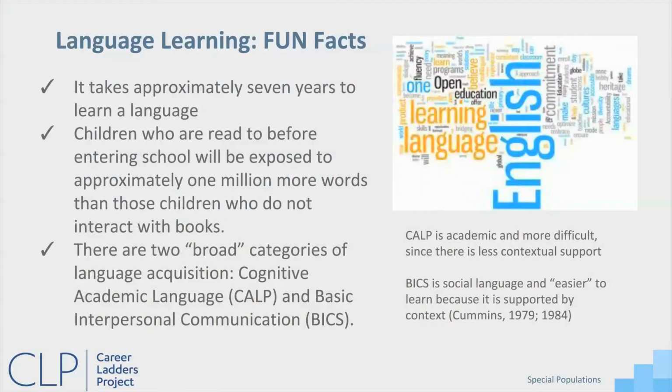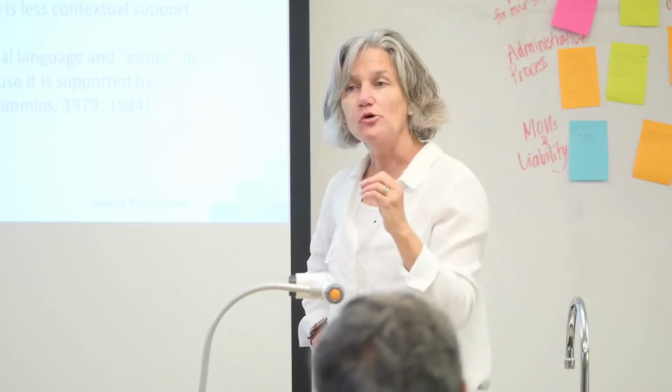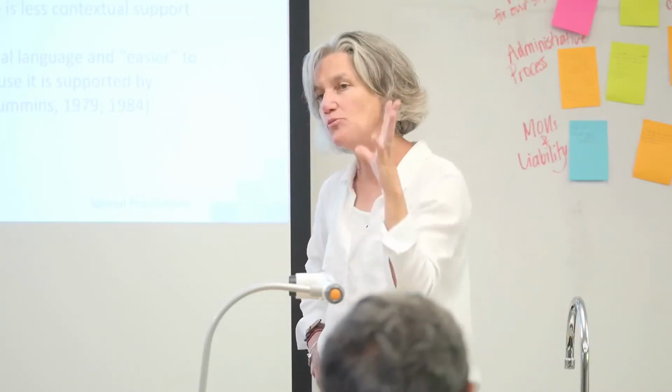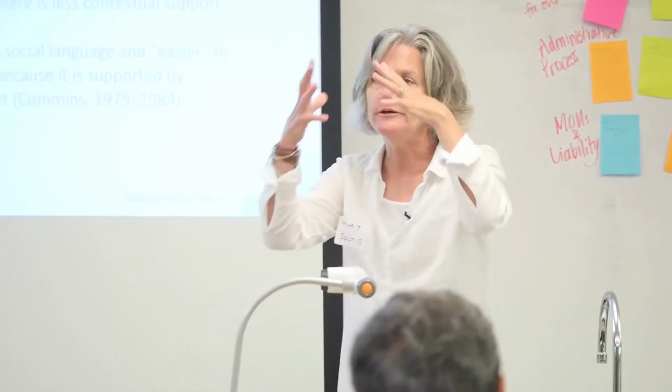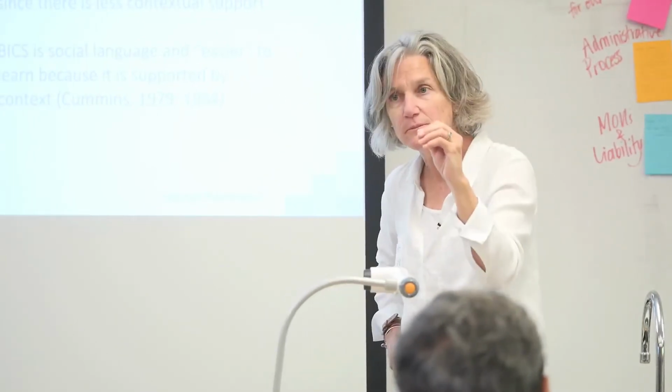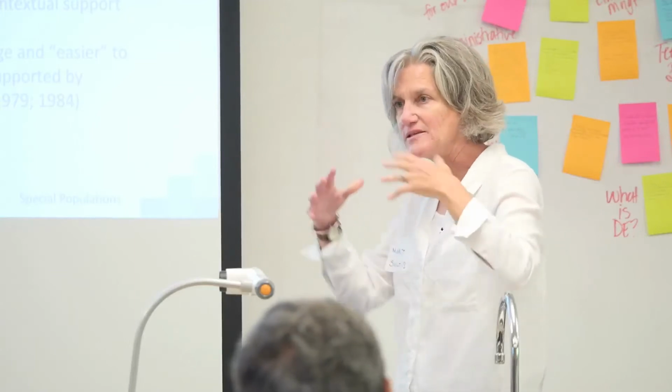Then Cummins developed this theory that there are broad categories of language acquisition. One of them is cognitive academic language, and the other is basic interpersonal communication. Academic language, for the most part, is more difficult to learn because there's no context that supports it. So if you say the word osmosis, you don't have context, whereas if you say the word house, there's context. Social language is easier to learn because typically it's contextual. It has tone, it has physical interaction. Academic language can be more difficult.